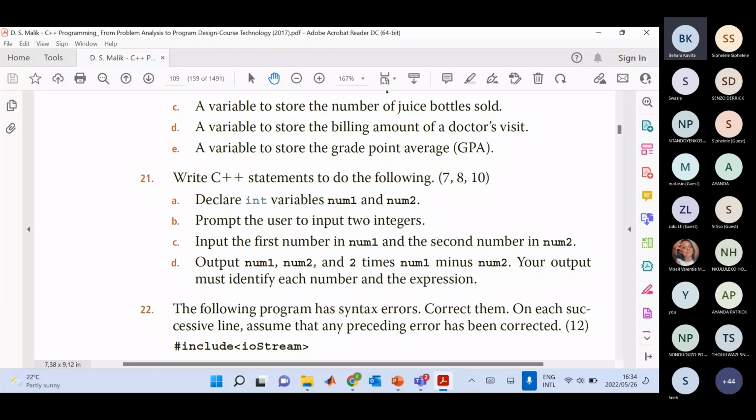Write a C++ statement to do the following, right? Don't worry about the 7, 8, 10. Those are the objectives of the chapter. So don't worry about that. Write a C++ statement to do the following. Declare int variables num1 and num2.